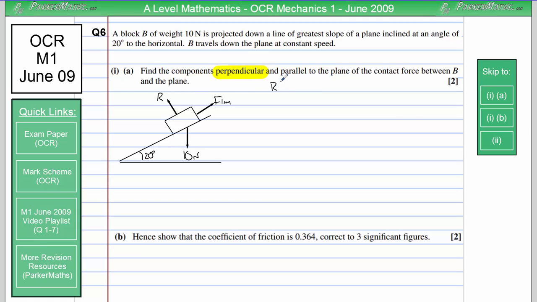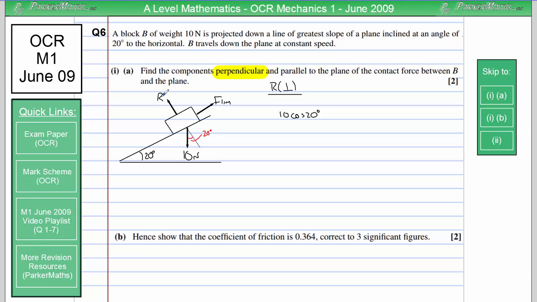So resolving perpendicular into the slope, we're going to have a component of this 10 newton force. And the angle here between the force and the direction we want to go in is 20 degrees. You could actually show that using a bit of basic trigonometry with right angle triangles if you wanted to. So we get 10 cosine 20 degrees.